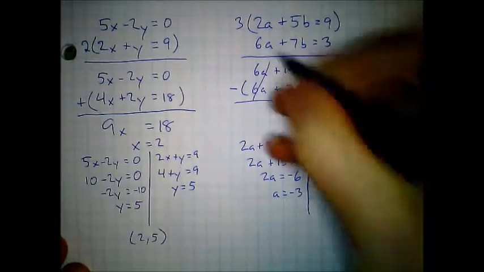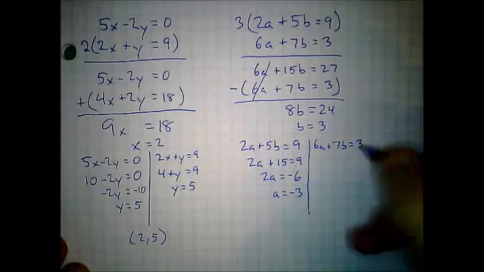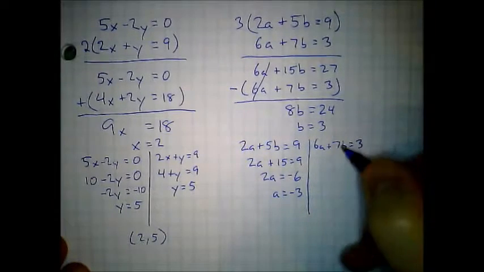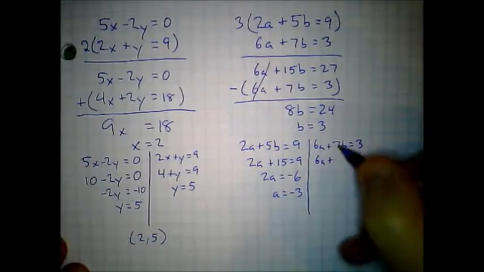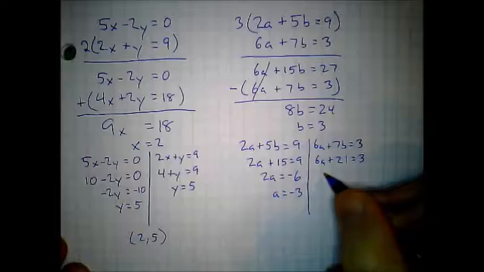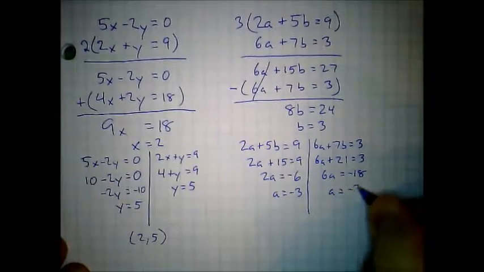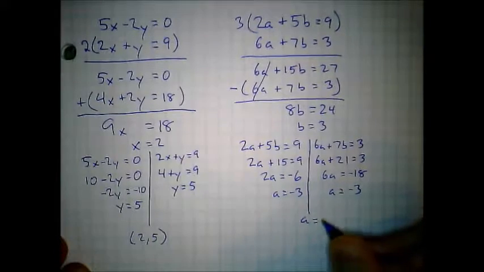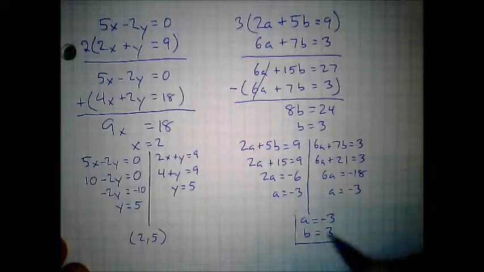My other equation, 6a plus 7b equals 3. I know my b is 3, so I'm going to substitute 3 in for b. So I have 6a plus 7 times 3, which is 21, equals 3. Subtract 21 from both sides. So 6a equals negative 18. Divide by 6, a equals negative 3. So my answer: a equals negative 3, b equals positive 3.